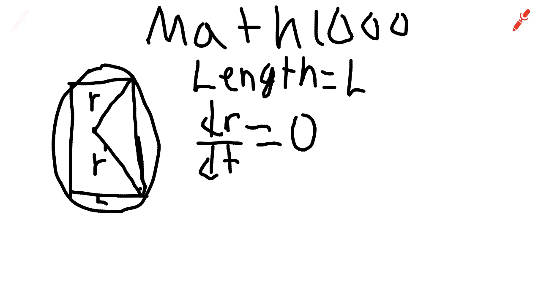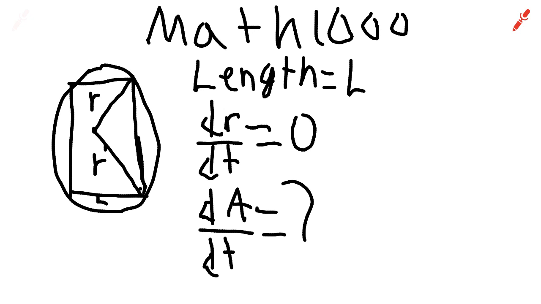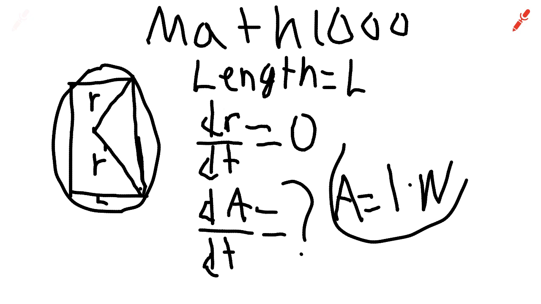Alright, so we have those two facts, and since we want to find the rate of change of the area, we do dA over dt, where A is the area. That's what we want to try and find out. And now keep in mind that the area of a rectangle equals length times width, so we have to find the derivative of this.